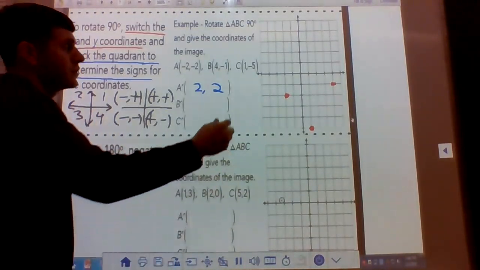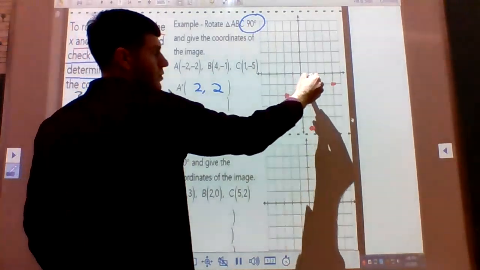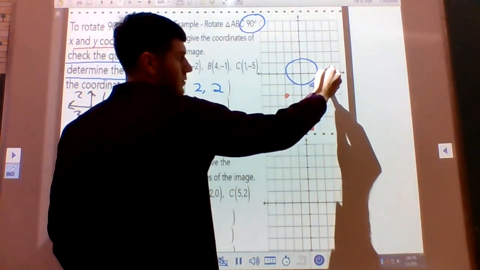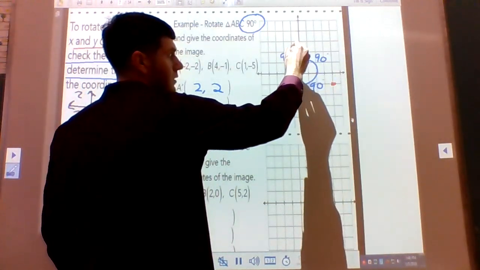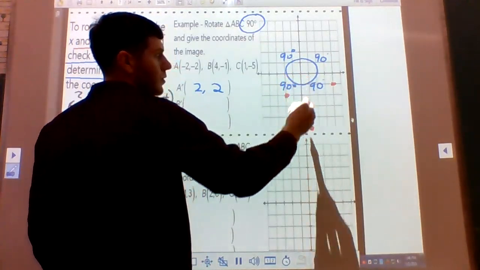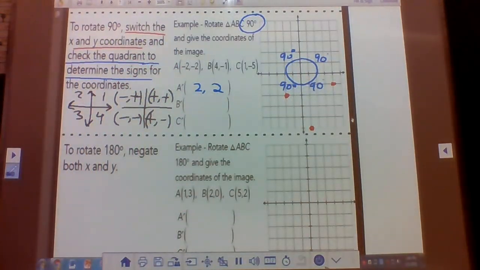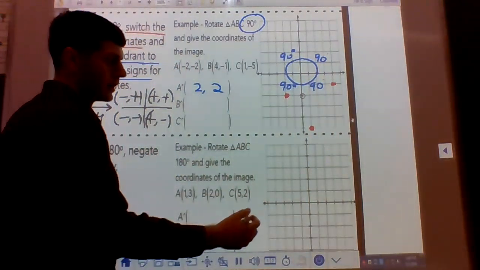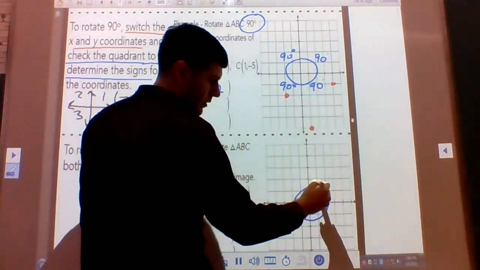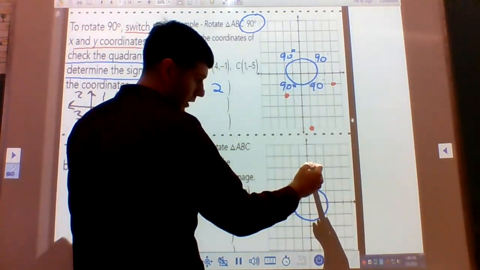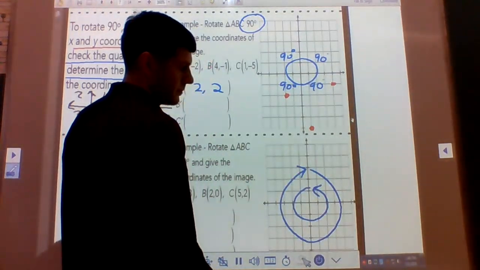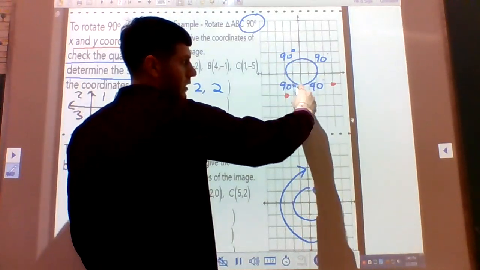If we're rotating 90 degrees, a circle, again, remember, is 360. So each quadrant represents 90 degrees, 90 degrees, 90 degrees, 90 degrees. So if we're rotating 90 degrees, we're going 1 quadrant over. We're going 1 quadrant counterclockwise or 1 quadrant clockwise. Counterclockwise is this way. Clockwise is this way.